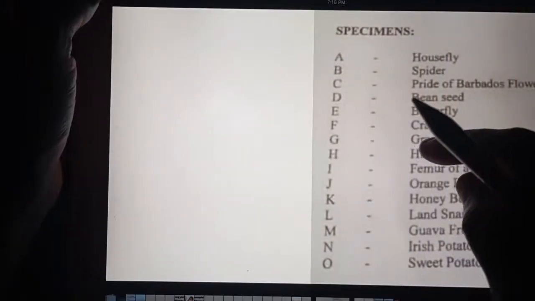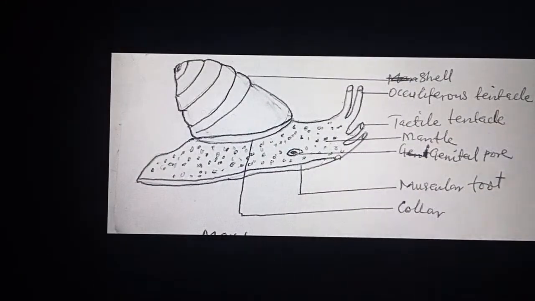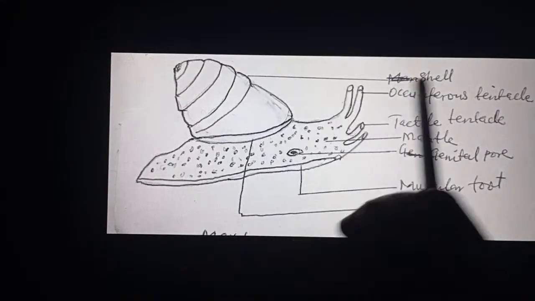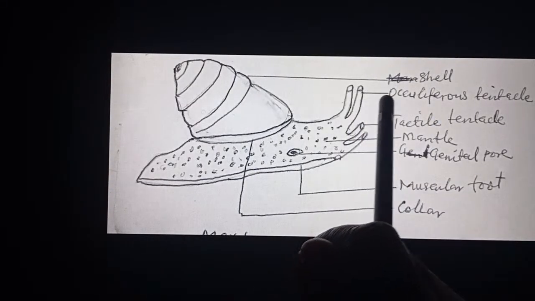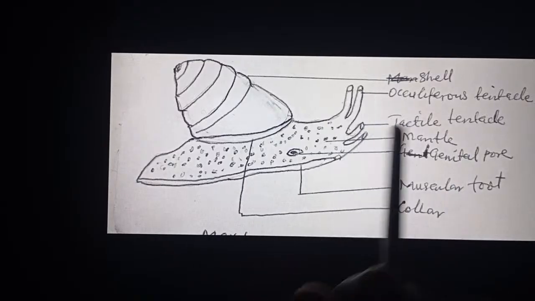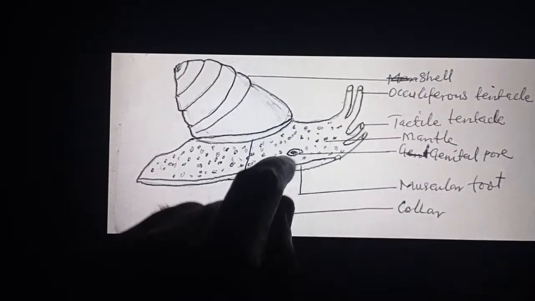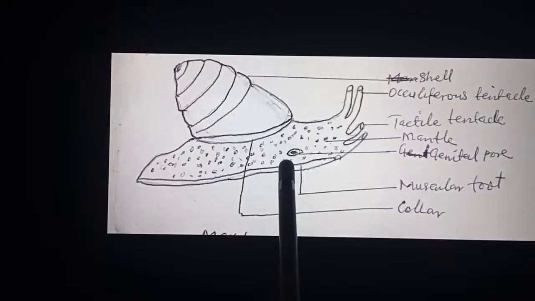So I can show you the images, and from there we can derive more of the adaptive features. You see over here, this is the muscular foot, presence of shell for protection. Look at the oculiferous tentacles. These are tentacles still. All of them play the same work. Then the body here should be the mantle. Have the genital pore. So in case the question comes, remember it belongs to the phylum Mollusca.